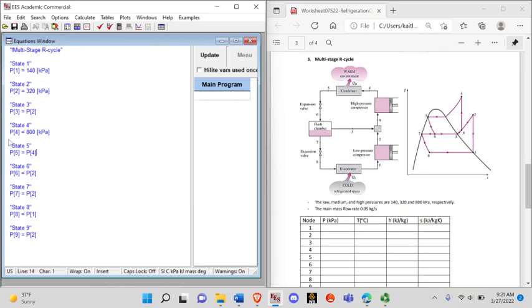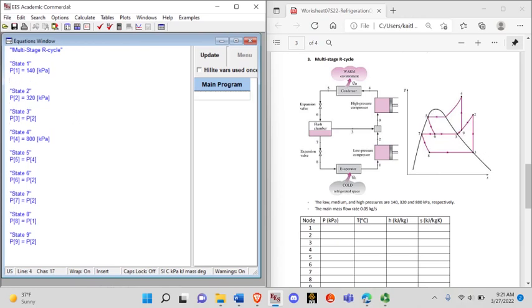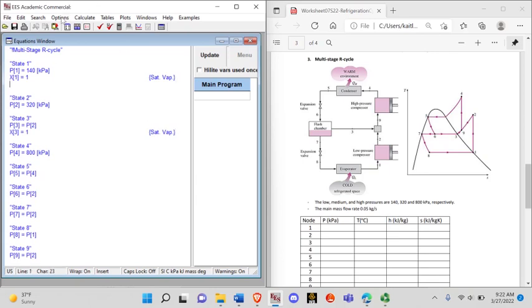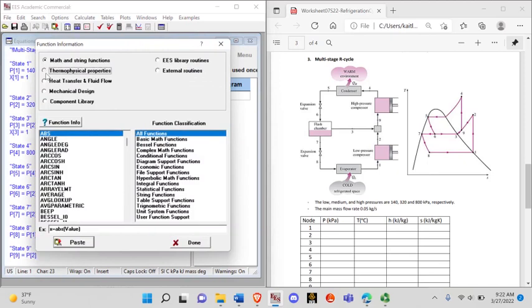Now, if we know at least one more thermophysical property value, we could find the rest for at least one state. So if we look at a TS diagram, this is an ideal vapor compression cycle. We see at state 1 and state 3, it's a saturated vapor. So that means it has a quality of 1. And at state 3, now we can find all the thermophysical properties for that state.